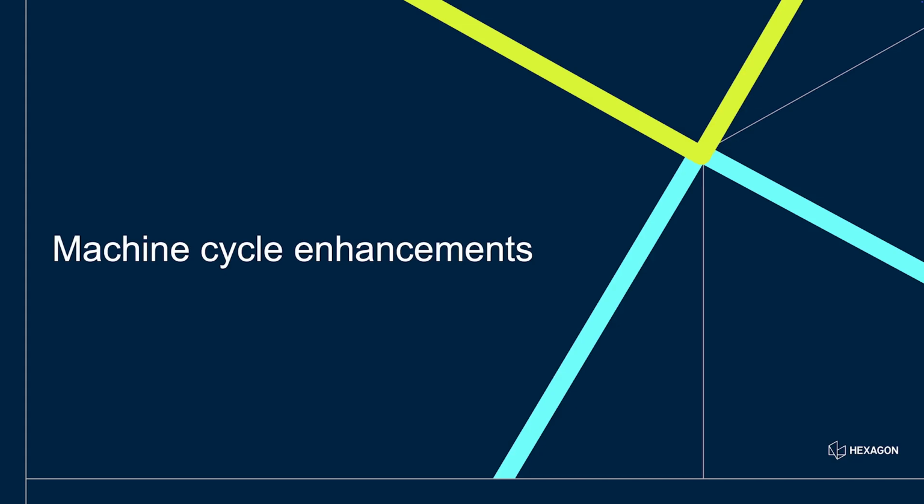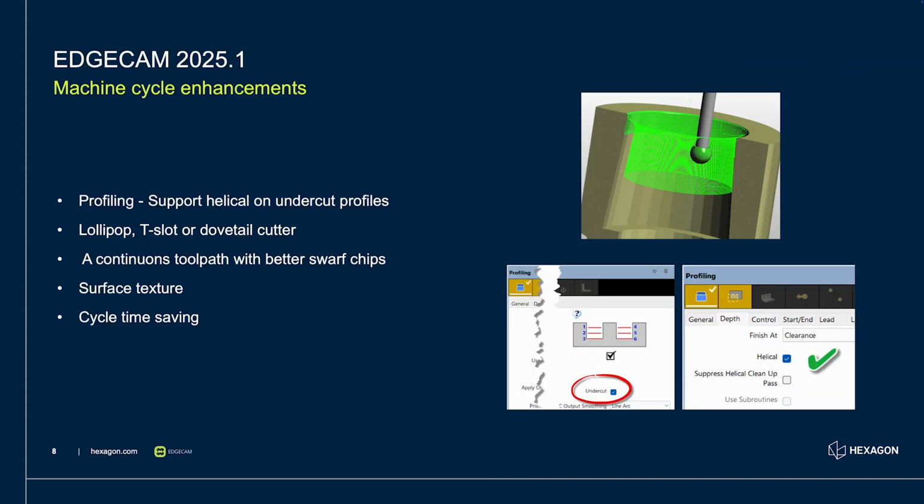So let's go for the main enhancements, the machine cycle enhancements. First one I want to talk about is the profiling cycle. This is a cycle that would be used in both turning and mill turn, and it is to do with undercut profile. When you asked for undercut, you'll have noticed that helical will have been switched off in previous versions. Now in 2025.1 helical is supported. You would be using one of those types of cutters, able to get through to an undercut, and I want to enjoy the benefit of helical. That is now completely doable in 2025.1.